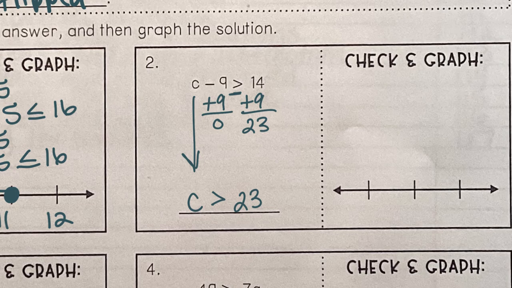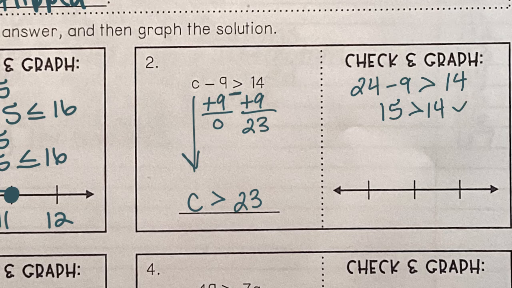So if I check that, I can pick any number that's bigger than 23. So if I chose 24, 24 minus 9 has to be greater than 14. Let's check that math. 24 minus 9 is 15. And is 15 bigger than 14? Yes. So I know I did that right.